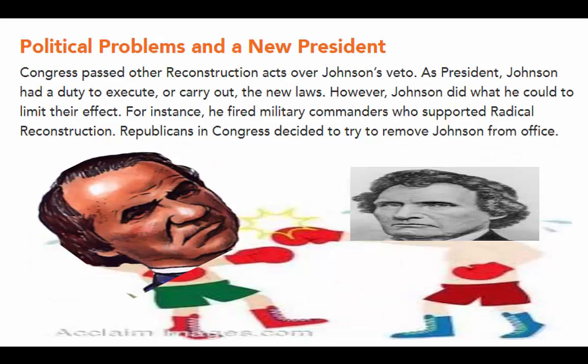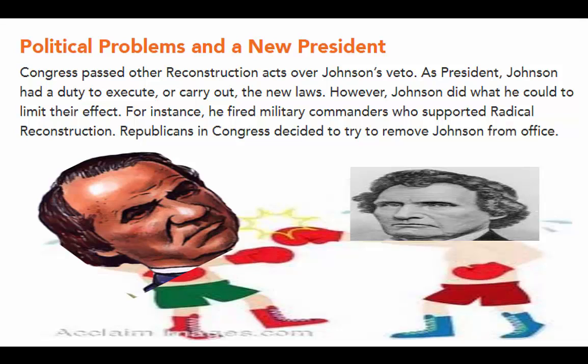Political problems and a new president. Congress passed other Reconstruction acts over Johnson's veto. As president, Johnson had a duty to execute or carry out the new laws. However, Johnson did what he could to limit their effect. For instance, he fired military commanders who supported radical Reconstruction. Republicans in Congress decided to try to remove Johnson from office.